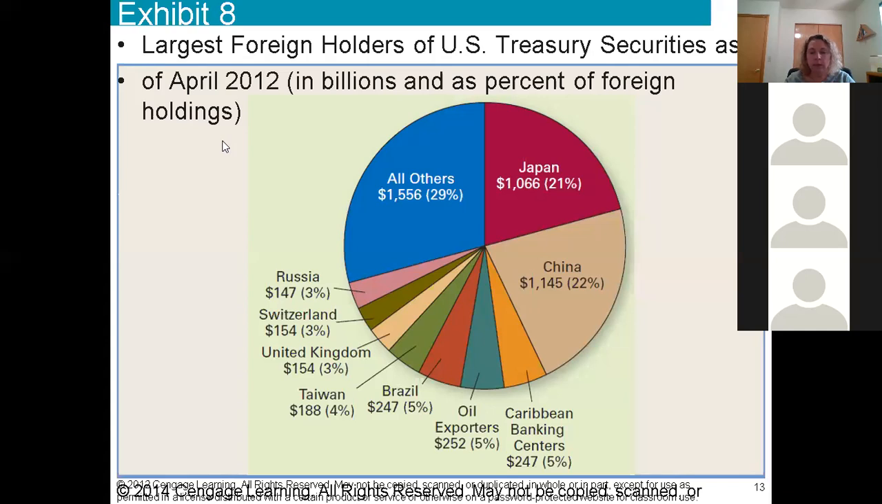Japan, also a big lender. And then you can see there's some other interesting ones. The all others, it's hard to say what that is, but you can see oil exporting nations are big contributors.